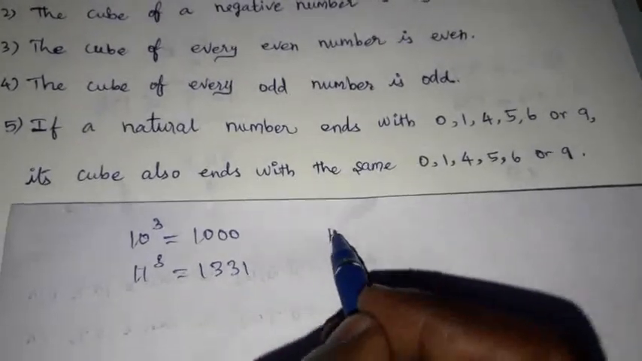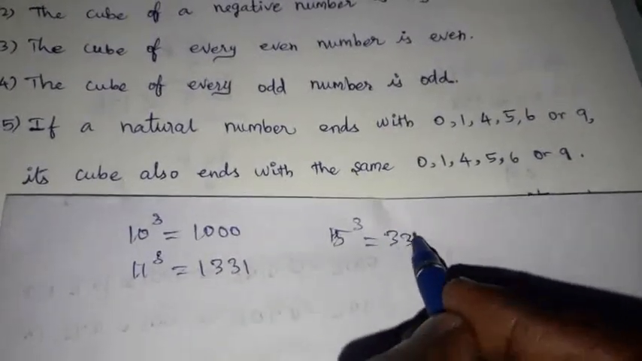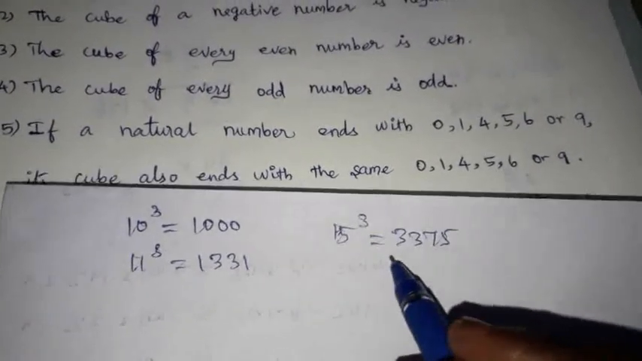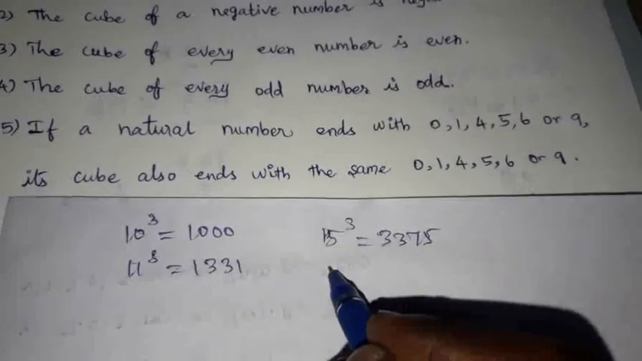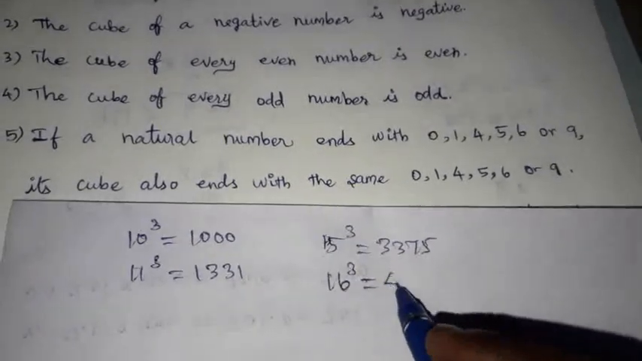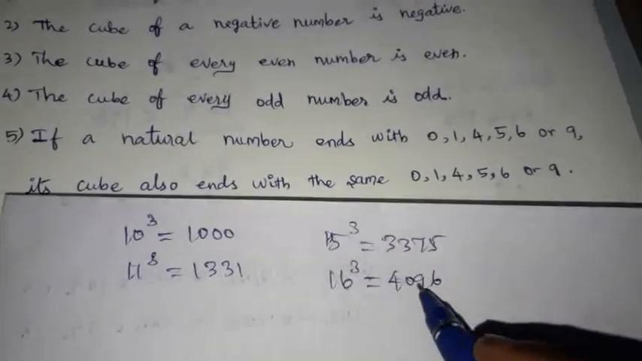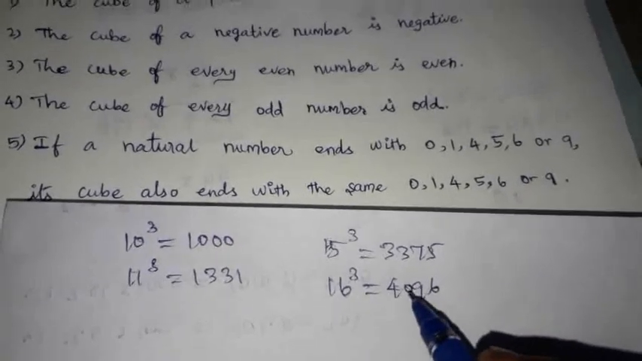Let us take a number 15 and its cube is 3375. These two numbers end with 5. Let us take a number 16 and its cube is 4096. These two numbers end with the same 6.